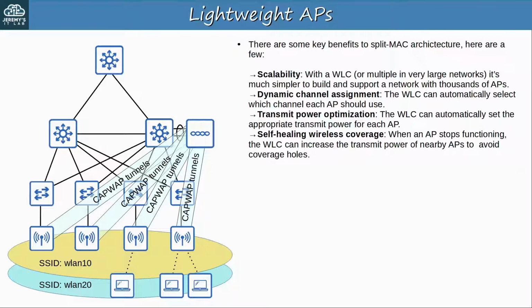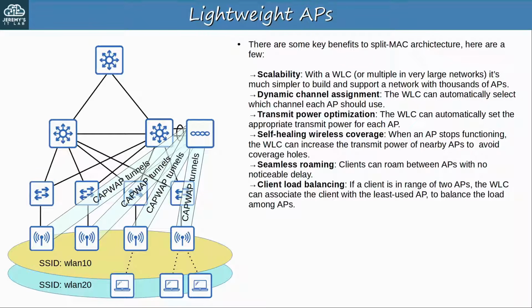So when an AP stops functioning, the WLC can increase the transmit power of nearby APs to avoid coverage holes. Seamless roaming is also provided, so clients can roam between APs with no noticeable delay. Another benefit is client load balancing. So if a client is in range of 2 APs, the WLC can associate the client with the least used AP to balance the load among APs.